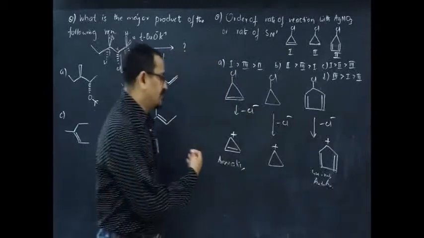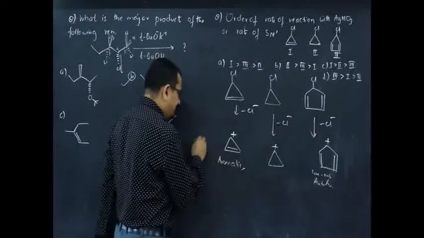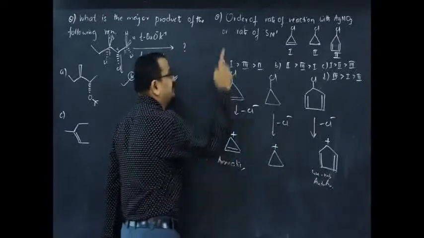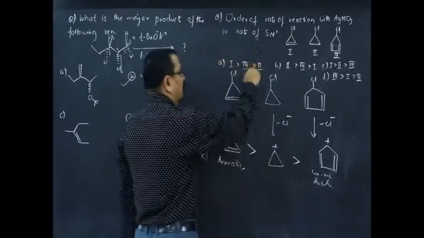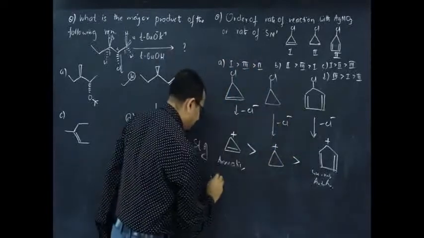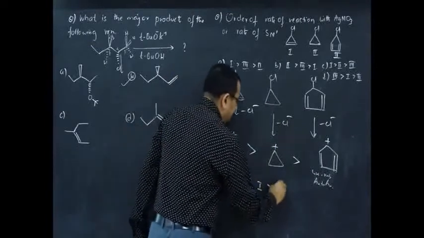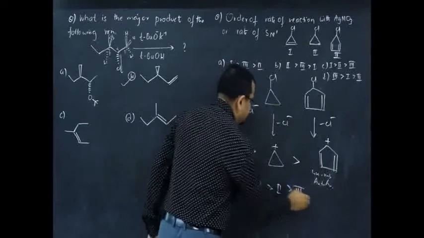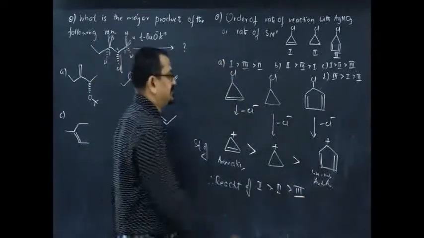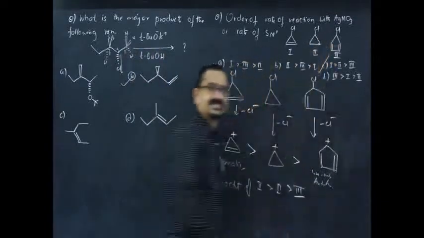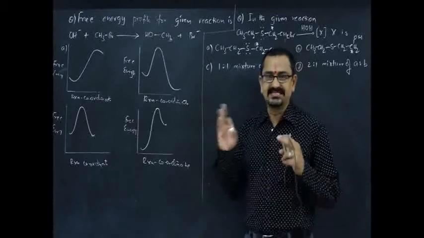So, among aromatic and anti-aromatic, aromatic is more stable. As the stability of the first carbocation is greater than the second, greater than the third, the first is said to be more reactive. Therefore, the reactivity of 1 is greater than 2, greater than 3. So, 1 greater than 2 greater than 3 means which option? Option C.